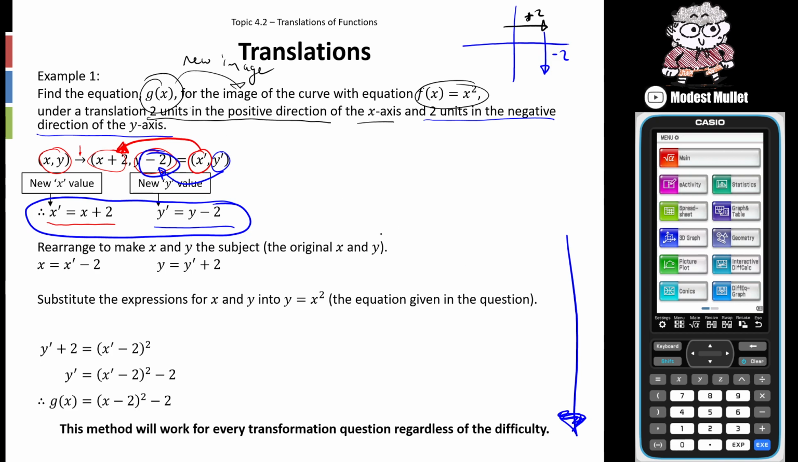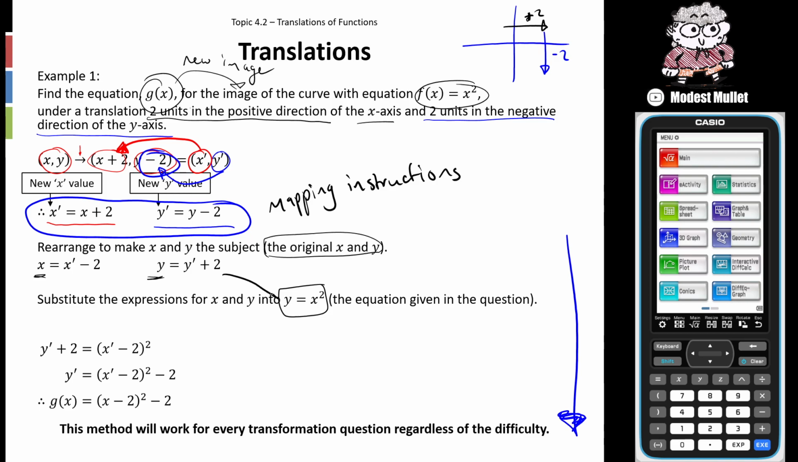Okay. Step 1, after we find our mapping, so let's call this our mapping instructions. After we have those mapping instructions, we need to rearrange them to get the original x and y as the subject. We need to get the original x by itself and the original y by itself. And we need that because we're going to substitute them into the original equation. The original equation is in terms of the original y and the original x, so what I can do is substitute that in.